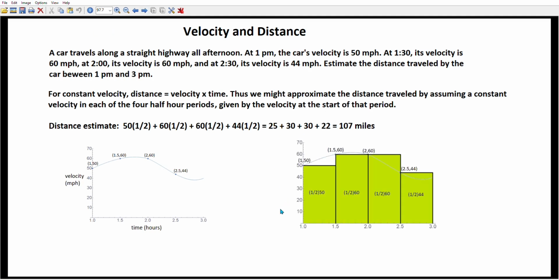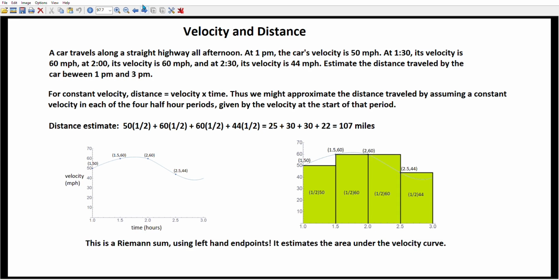What we can see really happened is this. We have half-hour periods, and we have velocities at the beginning of each of these. This calculation is actually just the sum of these 4 areas. This is a Riemann sum. And it's a Riemann sum using left-hand endpoints. It estimates the area under the velocity curve.